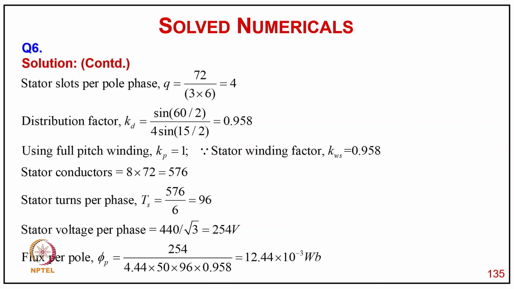From this we can find the stator slots per pole per phase, which comes to 4, and the distribution factor for the given phase spread and number of slots comes to 0.958. Using full pitch winding, the stator winding factor is the same as the distribution factor, 0.958. Stator conductors 8 into 72 gives turns of about 96, and the stator voltage is 440 by root 3. So the flux per pole, phi P, equals voltage divided by 4.44 f into the number of turns into winding factor, and it comes to 12.44 into 10 power minus 3 Weber.